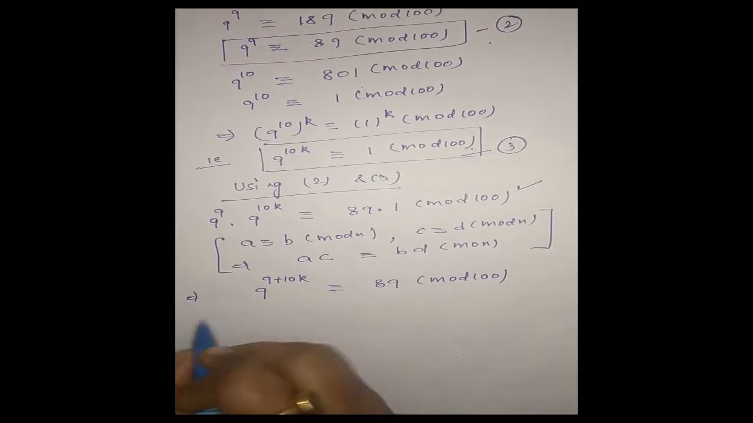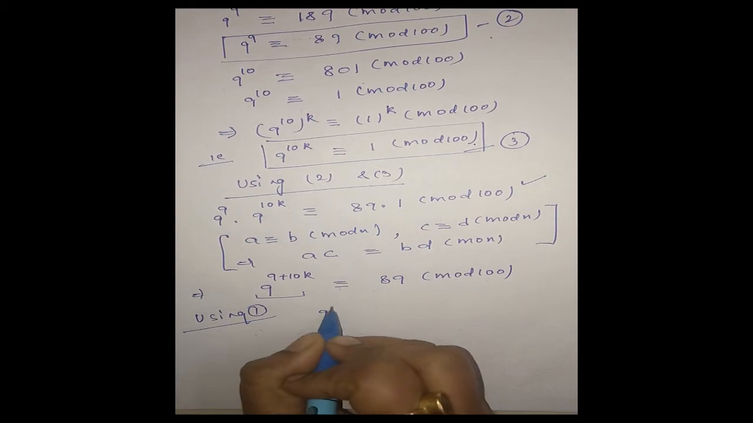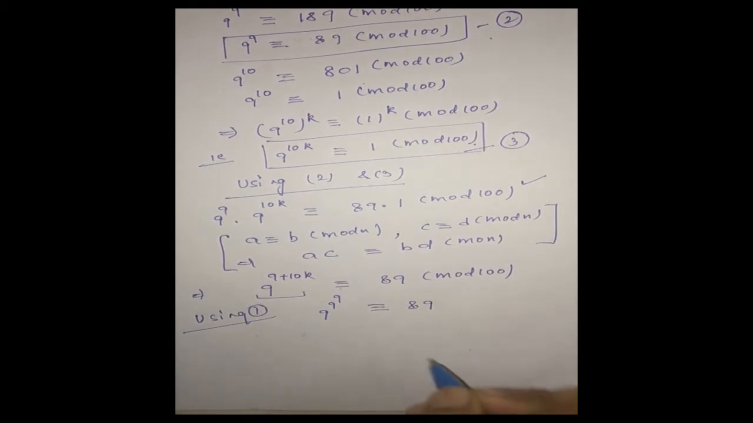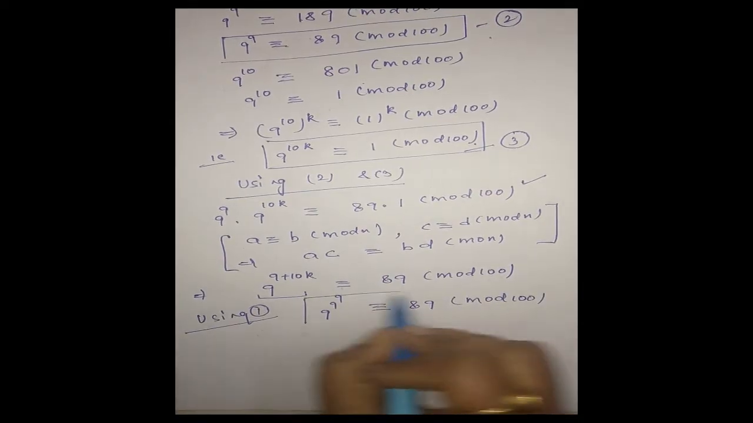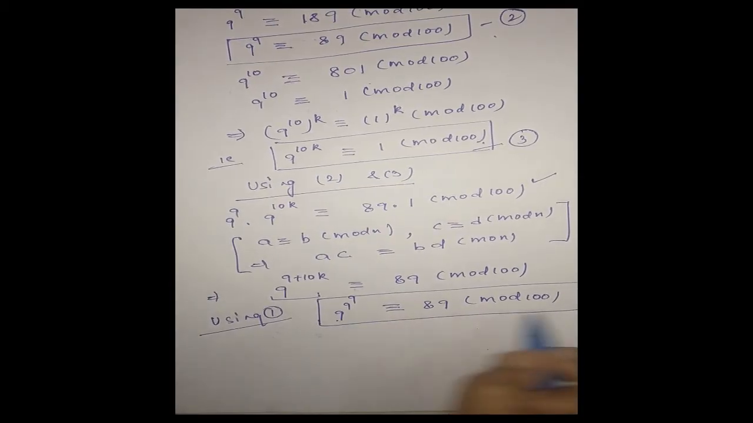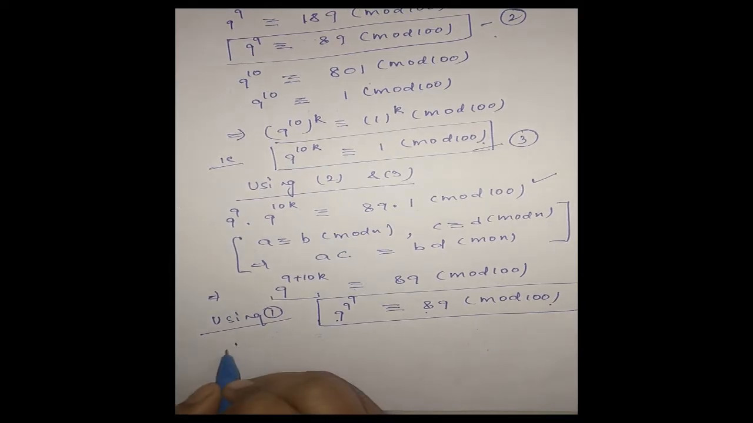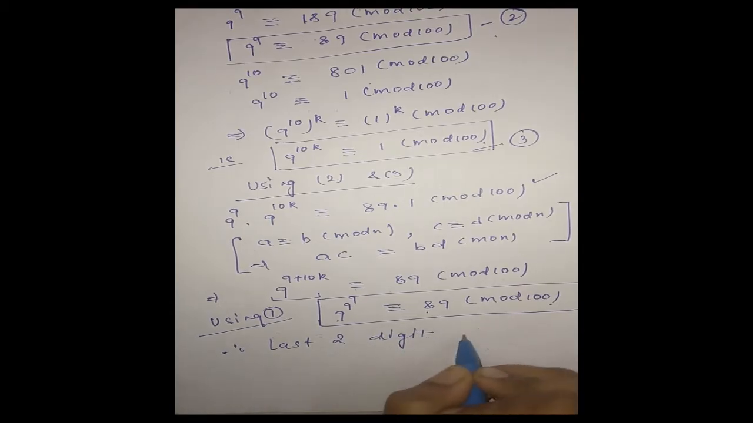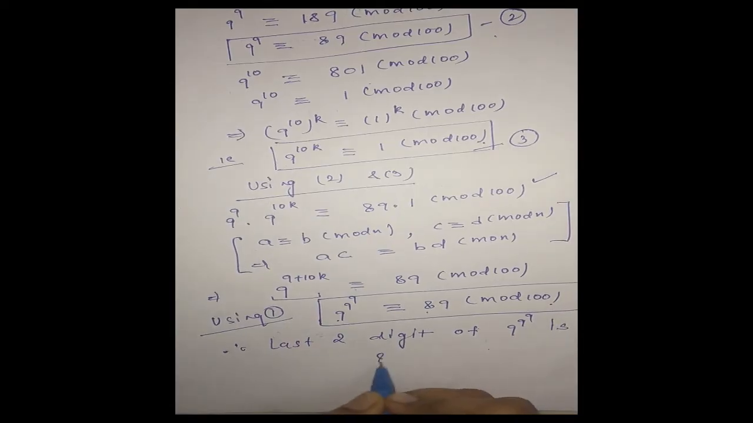Now, using 1, this left hand side is equal to 9 power 9 is congruent to 89 modulo 100. That means A is 89, means 89 is the remainder on dividing this number by 100. That is, 89 is the last two digits. Therefore, the last two digits of 9 power 9 is 89.